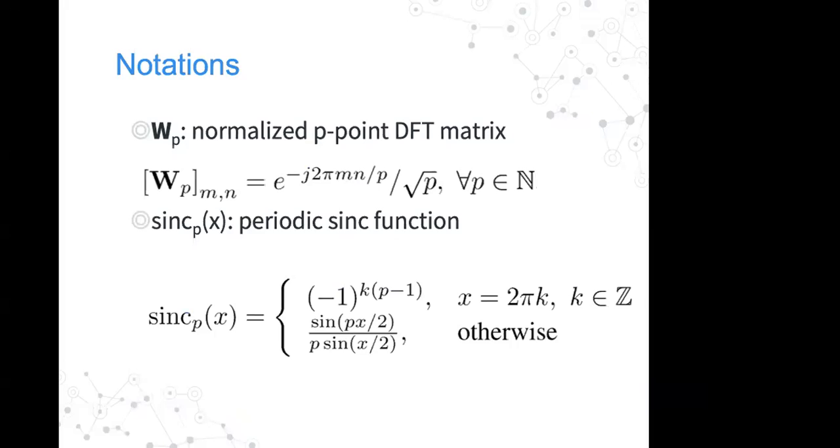Now, just look at the equations we are using. A normalized P point DFT. If you look at this equation, e power j 2 pi, earlier I wrote k into n by capital N, right? So instead of k and n, here we used p. That's the only difference. So a normalized P point DFT matrix is e power j 2 pi mn by P, normalized with the root value of P, and P belongs to the natural integers.